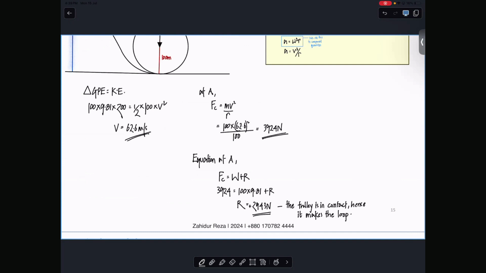In a side of the loop. Yes, it is possible. Oh, the reaction would definitely be 0 or less. So it could be a negative value. If a negative value shows up earlier, it already lost contact before. And if a negative value shows up later on, it loses contact later on. So it depends on when the negative value showed up.